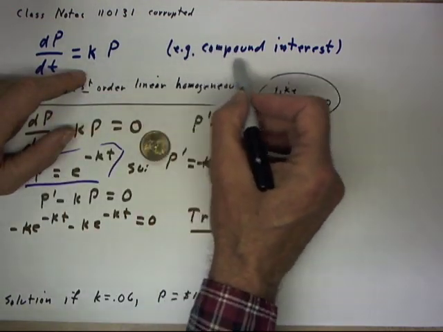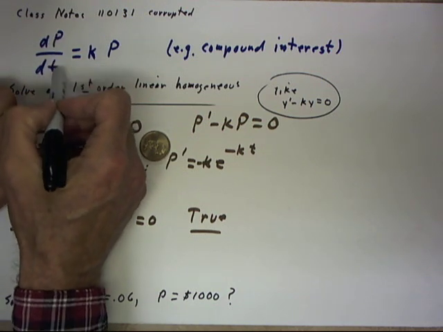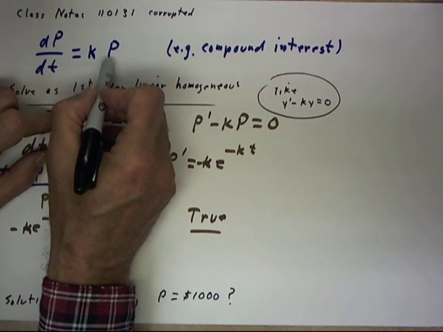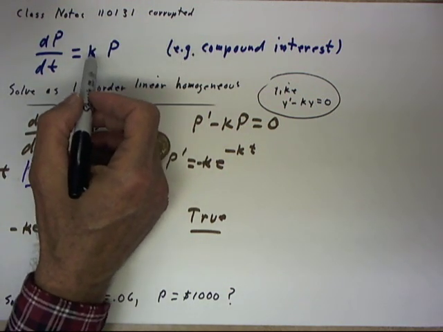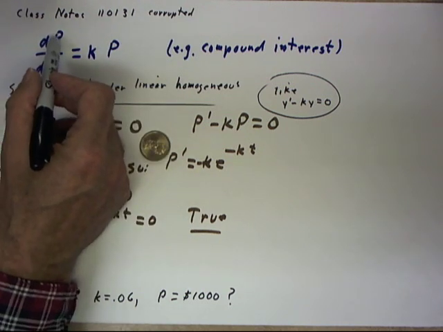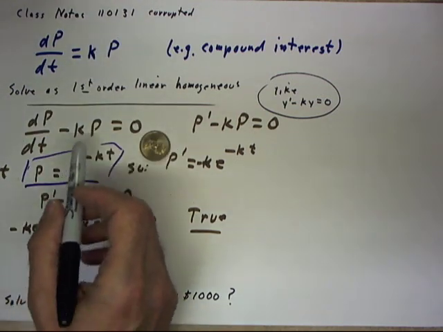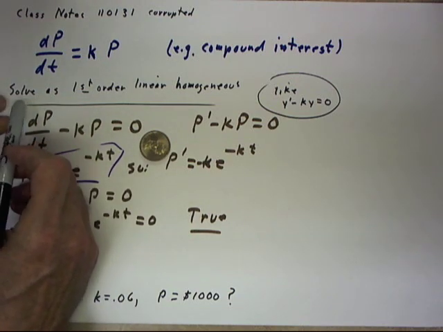An example of this would be compound interest, where the rate at which your money grows, the rate at which your principal grows, is a multiple of your principal. For example, your principal could grow at a rate of 6%, meaning that you would get 6% of your principal. So your money would grow at a rate that's 6% of the amount you have. Now this would be compound interest, and there are some details to that we won't discuss right now.